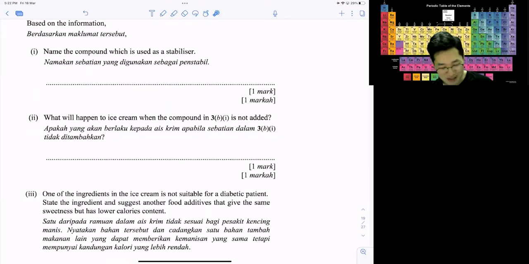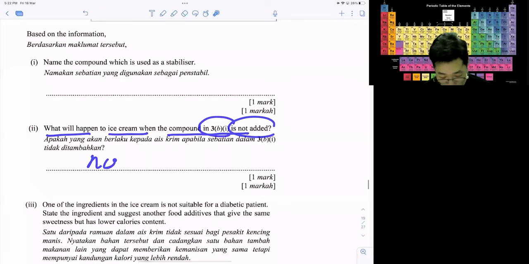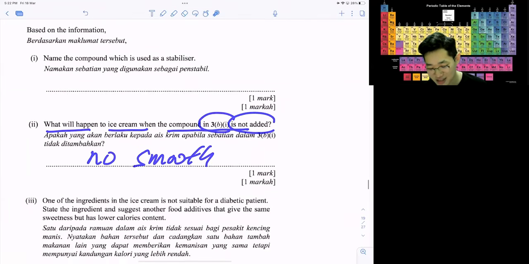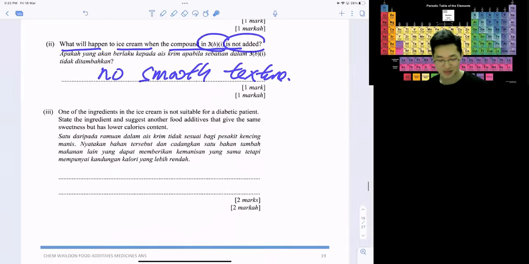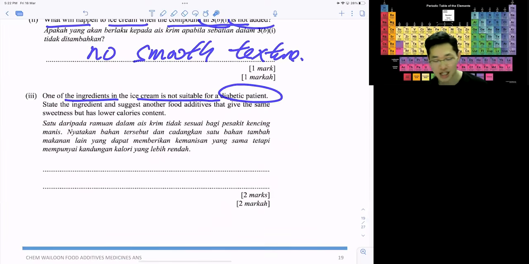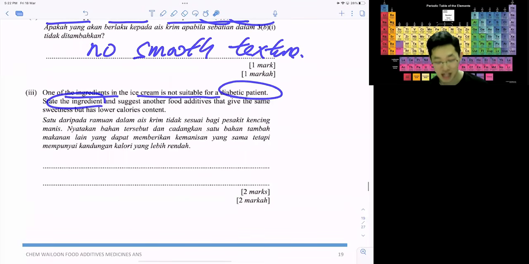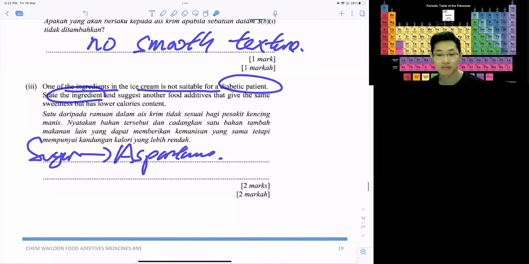Correct. Smart. Okay. What will happen to ice cream when the compound is not added? When you don't add stabilizer, what happens? No smooth texture. Yeah, correct. Good. Really, I'm not kidding. No smooth texture, or you can say the texture is not smooth. One of the ingredients in the ice cream is not suitable for a diabetic patient. Sugar, then we change it to aspartame. Easy.